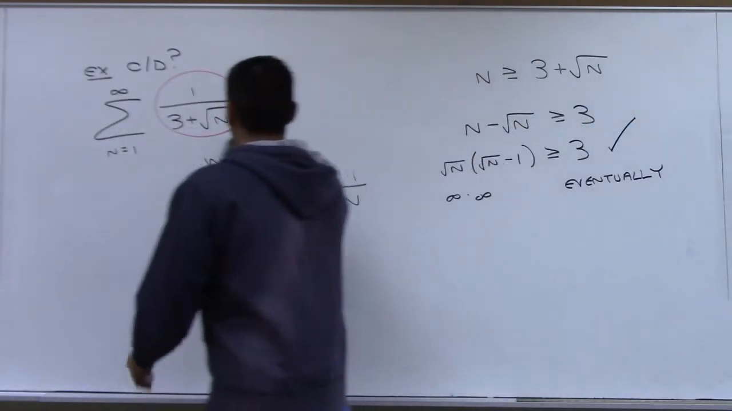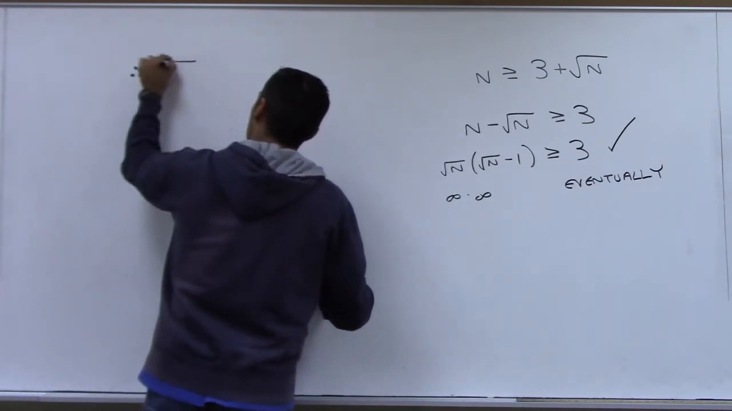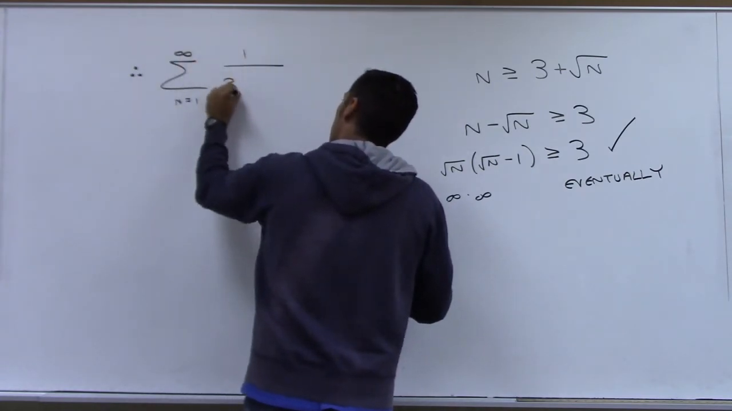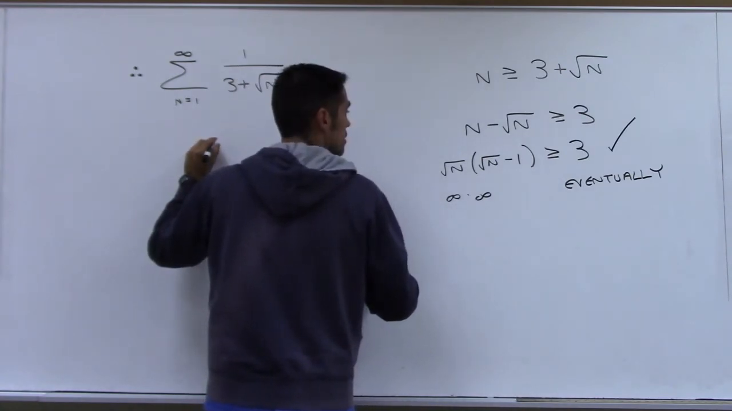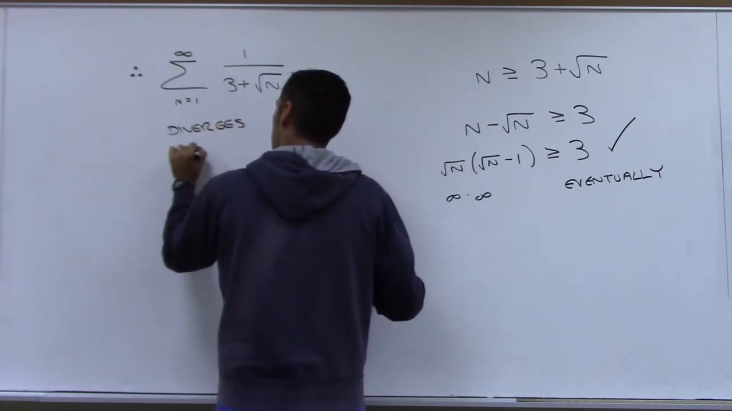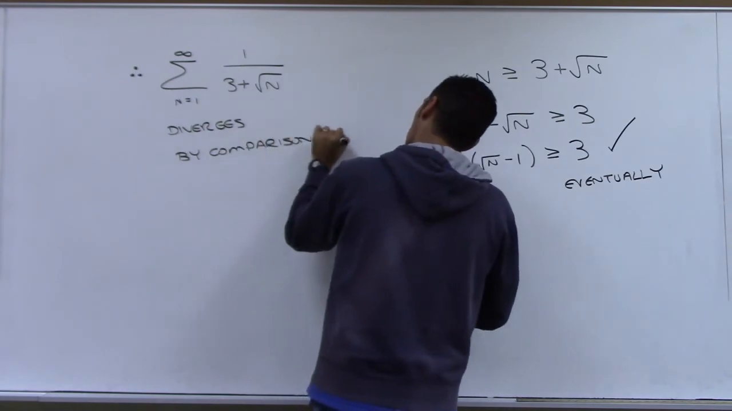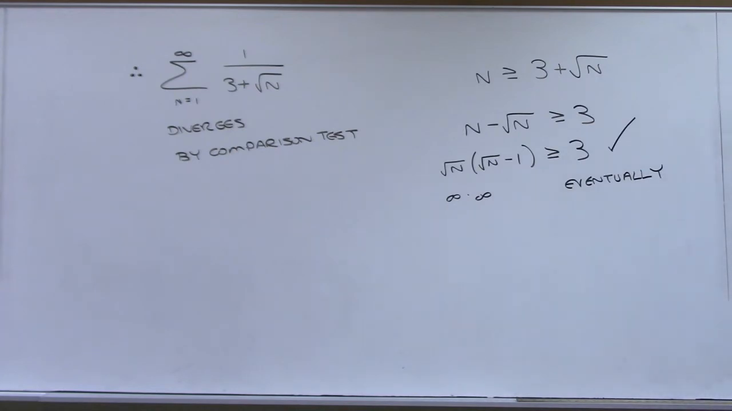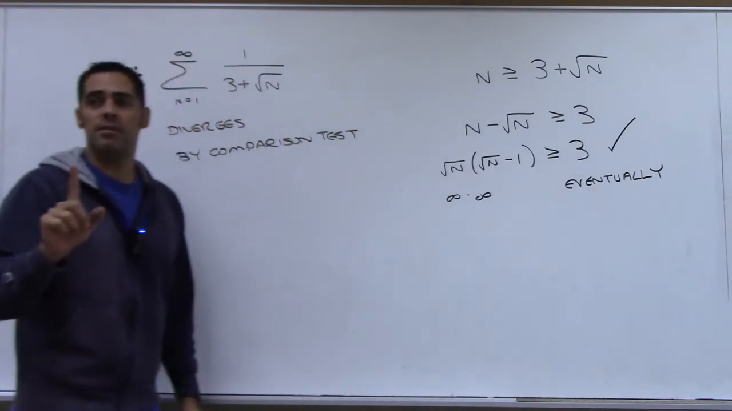Therefore, the series n equals 1 to infinity, 1 over 3 plus root n, diverges by comparison test. So I chose to use, in the comparison test, the second one. I did not use limit comparison, did I?